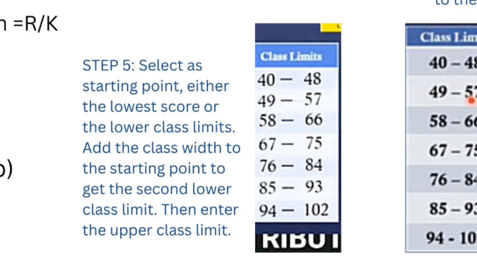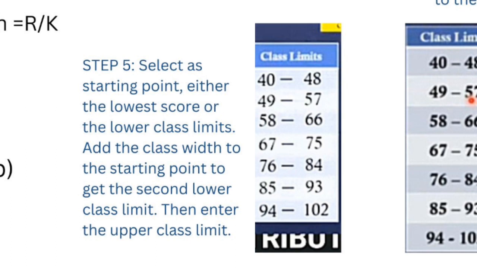49 plus 9 is 58. 58 plus 9 is 67. 67 plus 9 is 76. 76 plus 9 is 85. And 85 plus 9 is 94. So that would be our lower class limits. And we still need to find the upper class limits.